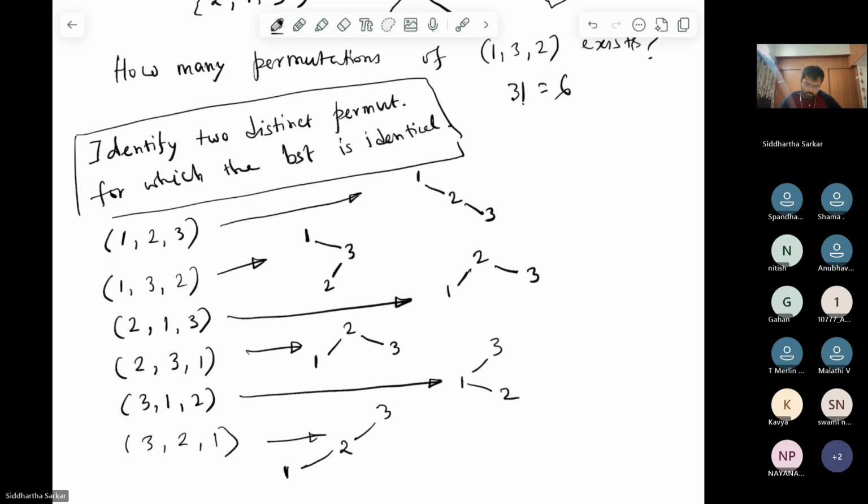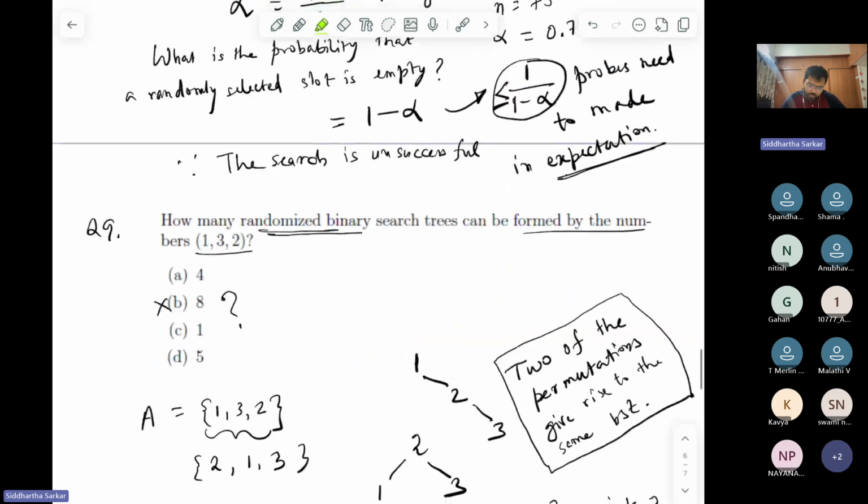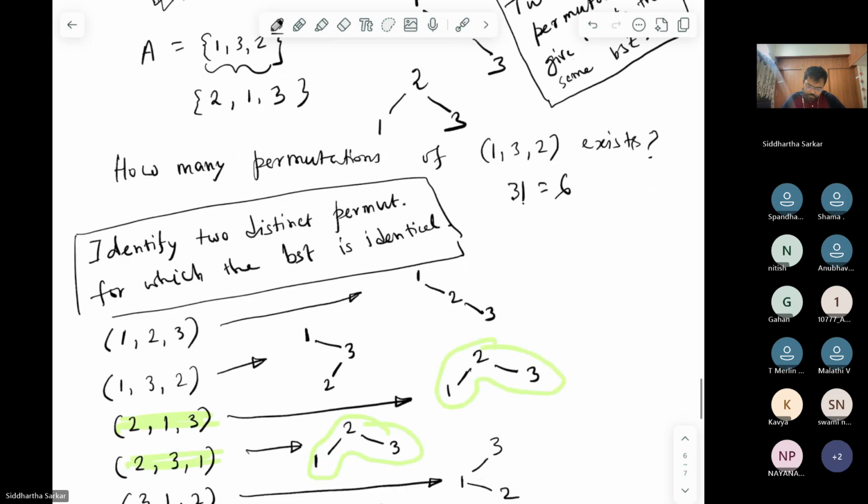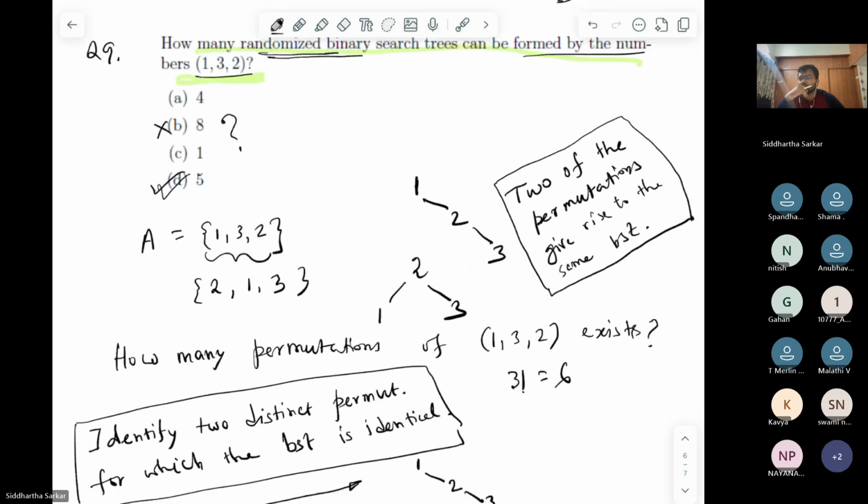Yeah. So these two are identical. So you see there are five different ways we can form a BST. The question is, how many randomized BSTs can be formed using the numbers 1, 3, 2? The answer is 5. Is there any doubt on this? Any questions? Any comments?